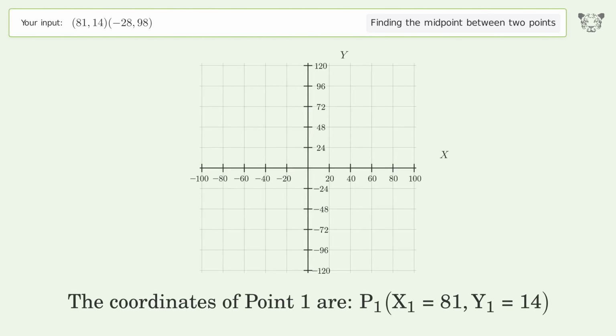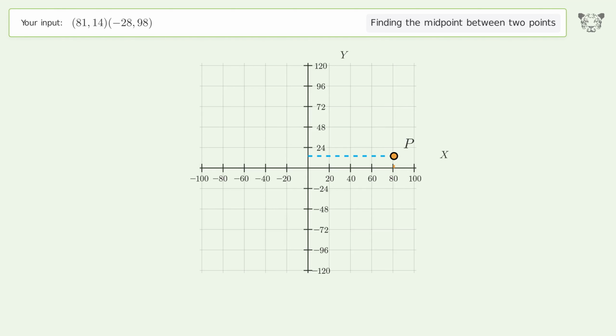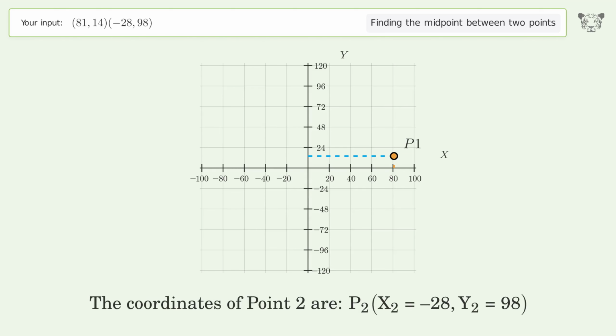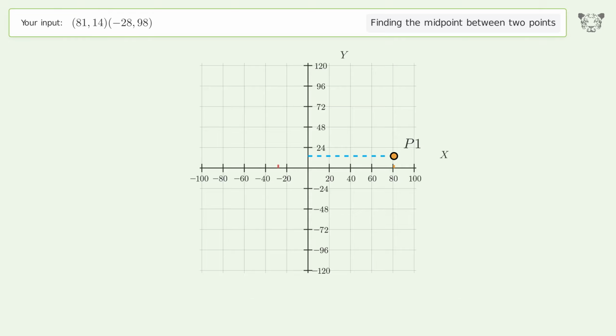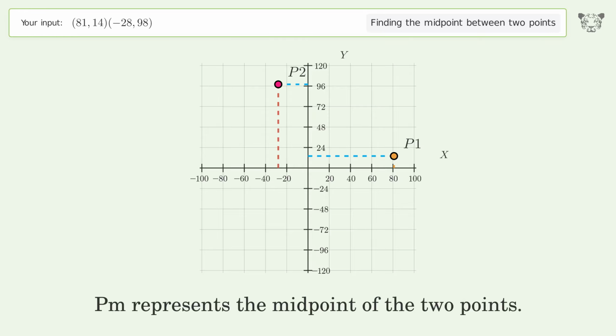The coordinates of point 1 are x1 equals 81, y1 equals 14. The coordinates of point 2 are x2 equals negative 28, y2 equals 98. PM represents the midpoint of the 2 points.